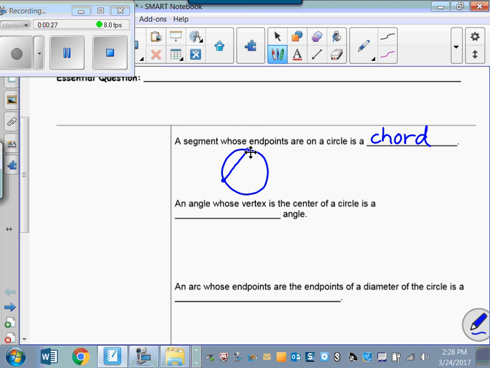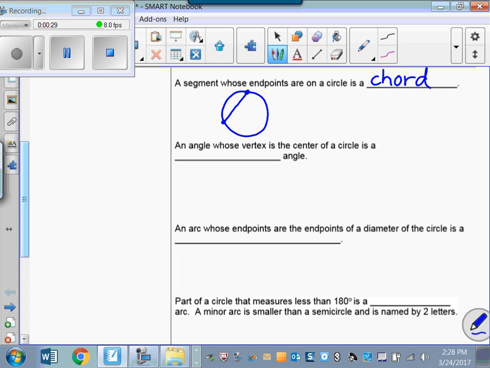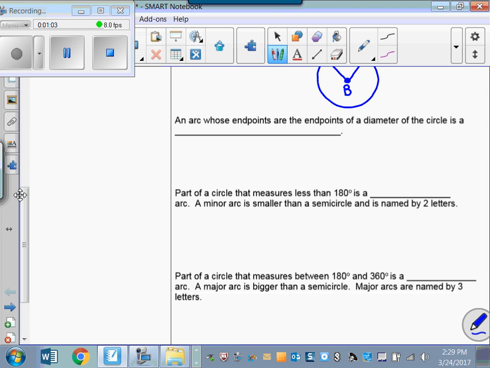circle's chord. Okay, if we have an angle whose vertex is the center of the circle, so here's the center of the circle, we got an angle, and let's say this is A, B is the center of the circle, C. So that angle there, ABC, its vertex is the center of the circle, we call that a central angle. Central angle.